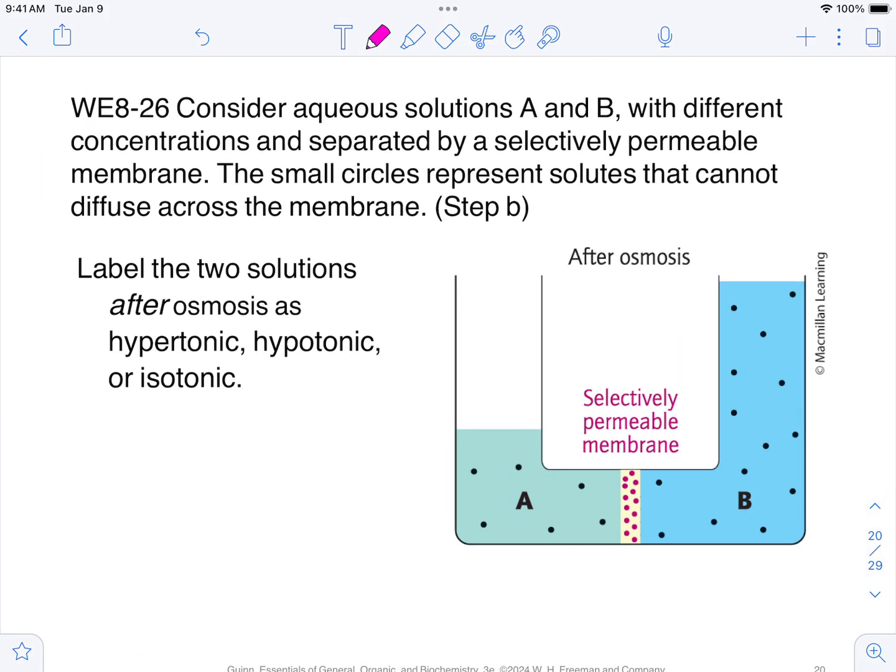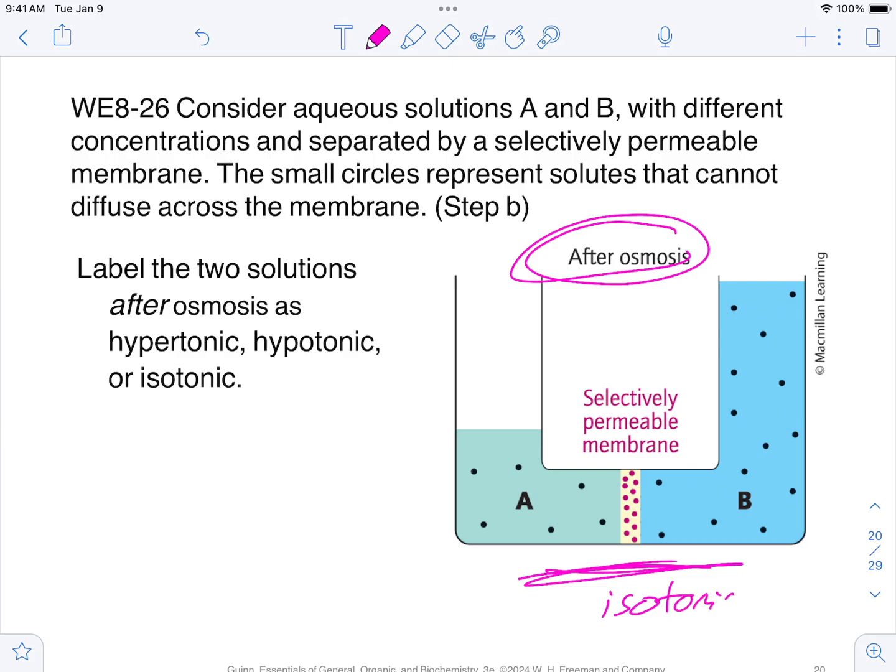Step B now, it says after osmosis has occurred, label them as hypertonic, hypotonic, or isotonic. After osmosis, the concentrations are equal because the water will only keep diffusing until it's equal. So now these are isotonic, the same concentration in A and B. Of course, we can see that the volume of B has risen because water flowed from A to B.